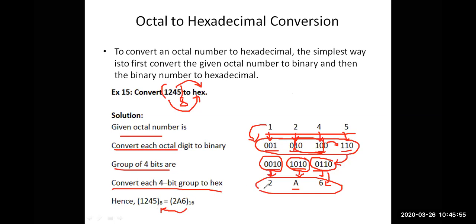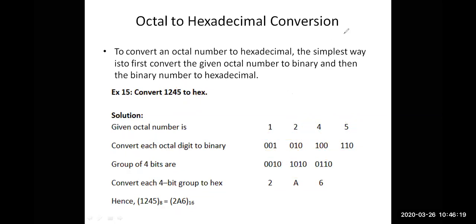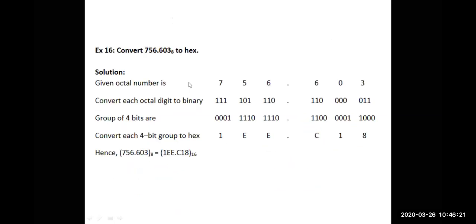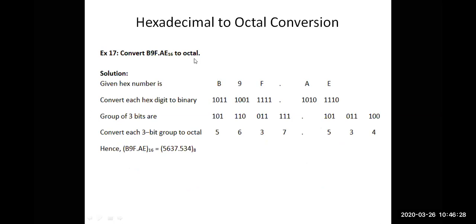Reverse operation. Every hex number is represented by its 4-bit binary code. Then divide those 4-bit binary codes into groups of 3 bits and represent each 3-bit group by the equivalent octal number. So that is our next example. Here we are going to convert octal to hex and here hex to octal.